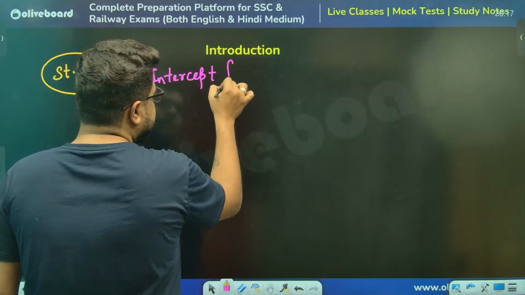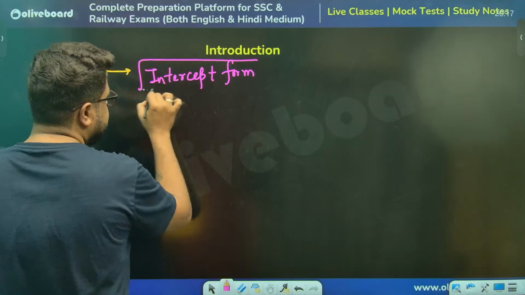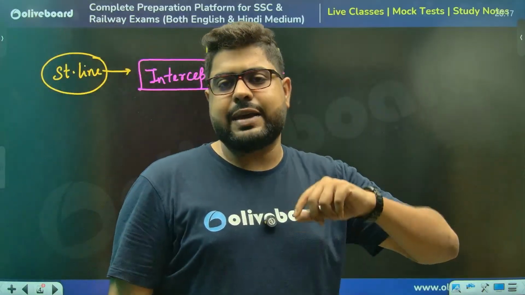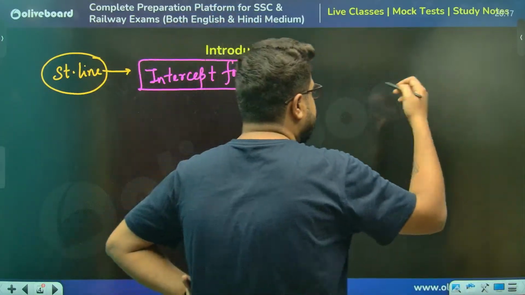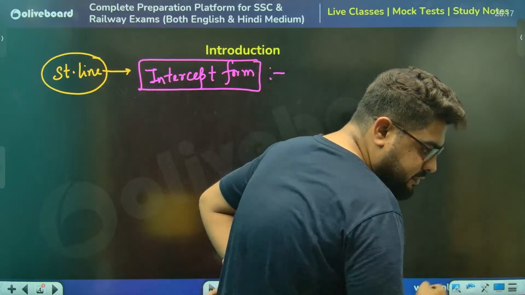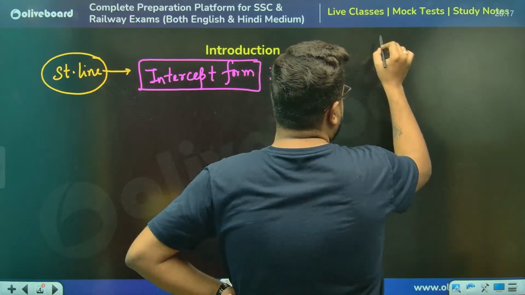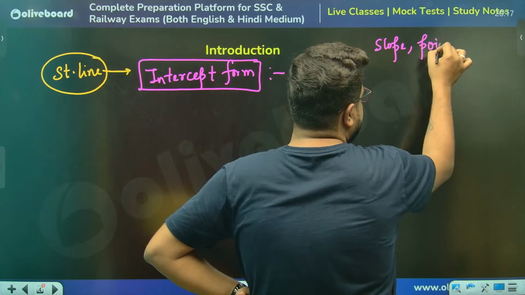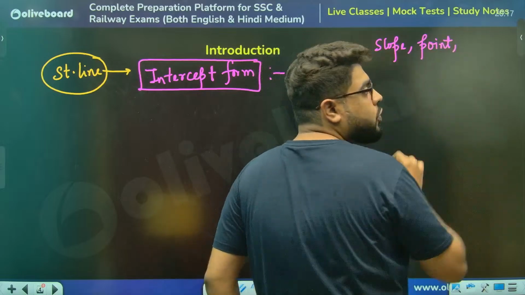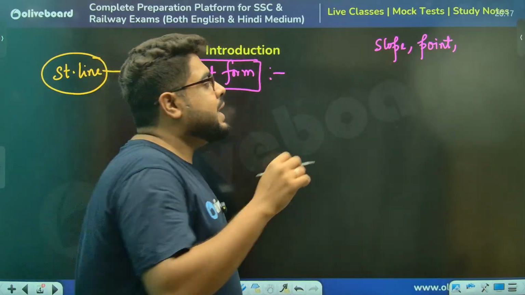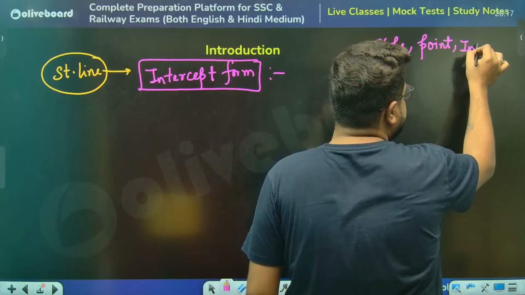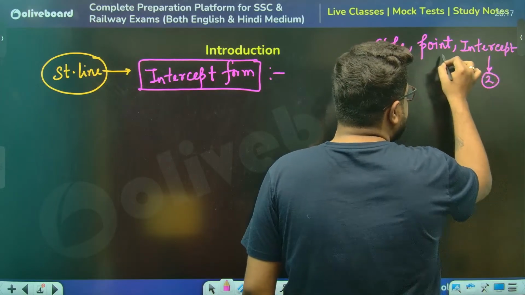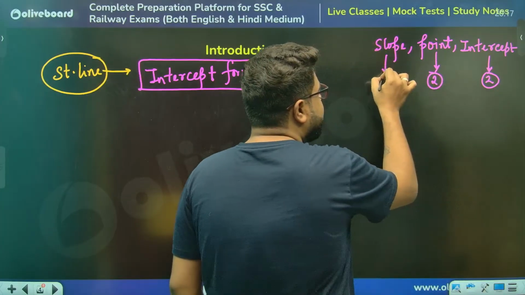Now, this straight line equation can be written in many ways. In our foundation batches, if you remember, or if anyone is from there, you will see I've told you one thing. There are three things: slope, point, and intercept. In a straight line you have two intercepts, so 2 points, but you have only one slope.